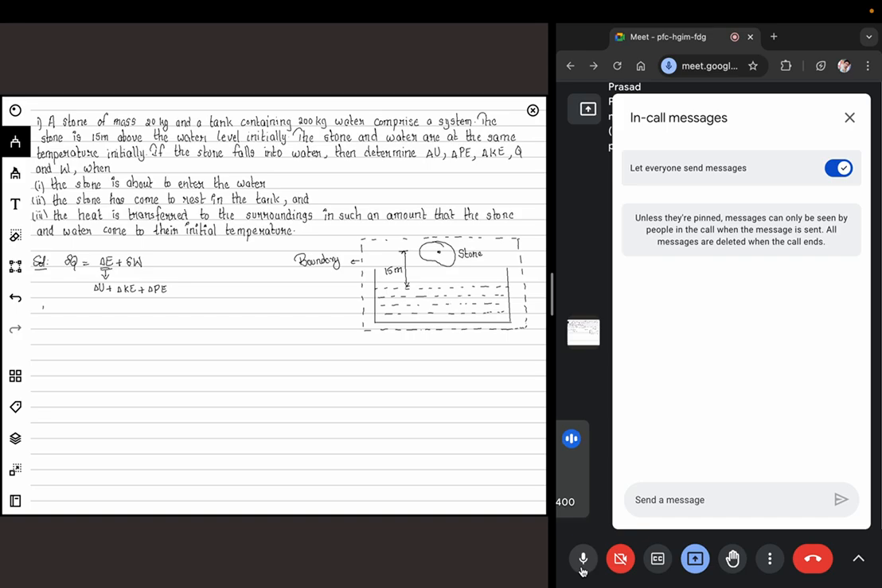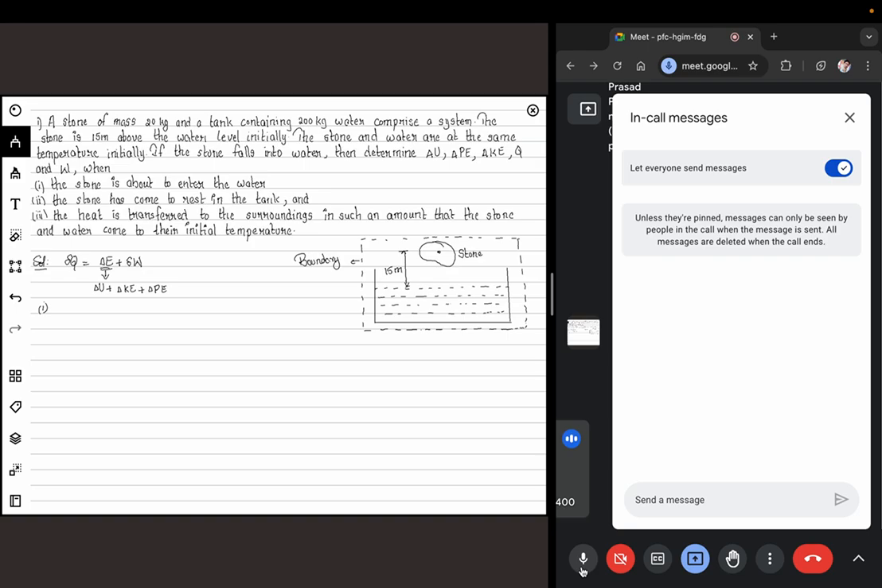Now, in the first problem, when the stone is about to enter the water, the stone is not touching the water, so there is no energy transfer from the stone to the water before it touches the surface. Up until that point, we do not have any work transfer because there is no interaction. If you consider this boundary as your system, there is nothing external to the system that is changing because of the stone falling.